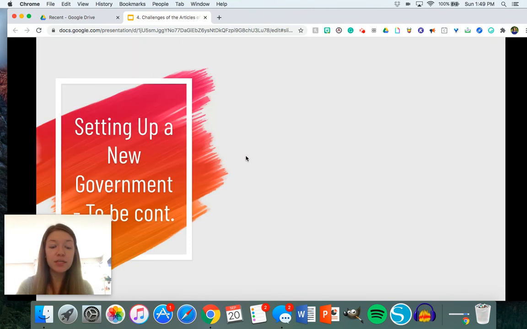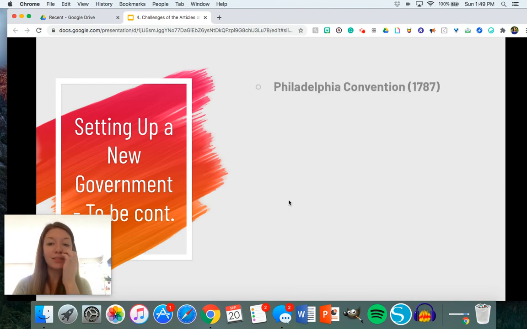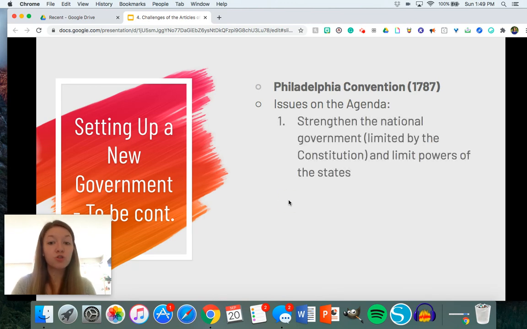So this leads us to part 2 of setting up a new government, right? We kind of had the rough draft with the articles. This leads us to the Philadelphia Convention in 1787. And we knew going into this that there were going to be several issues on the agenda. One, strengthening the national government, right? Limited by a constitution and limiting the powers of the states. Those are kind of the big lessons that we learned under the Articles of Confederation.